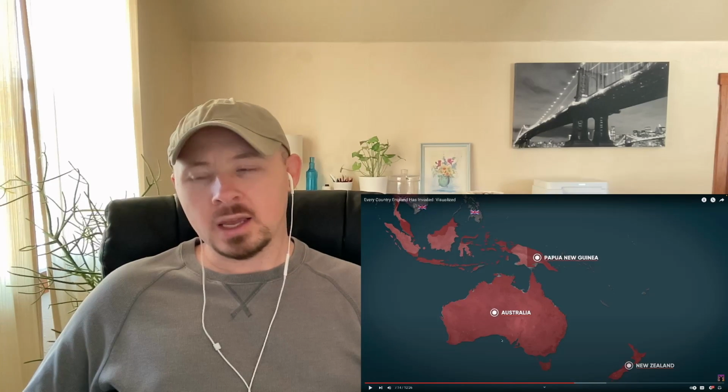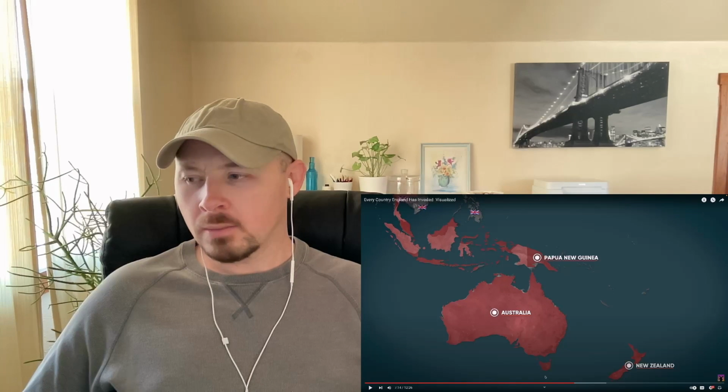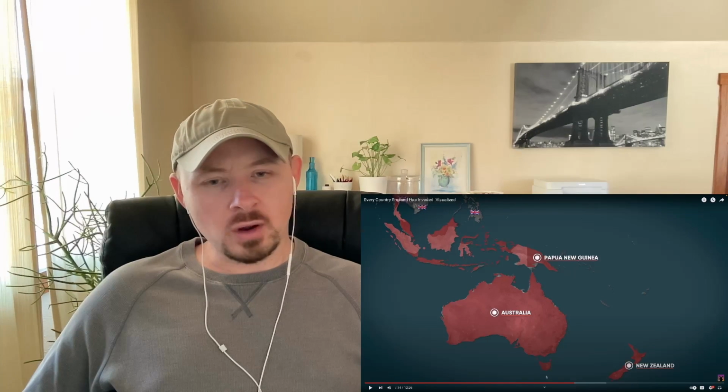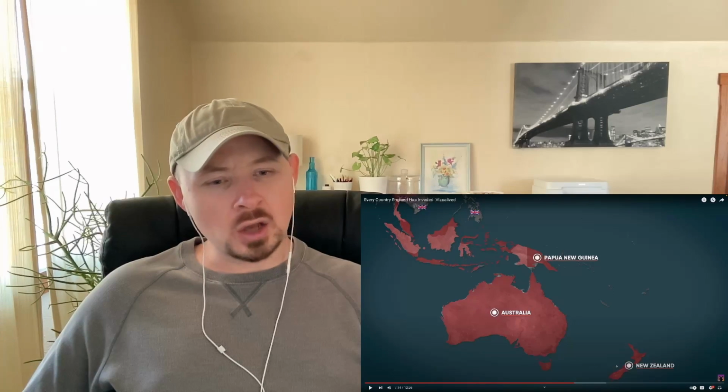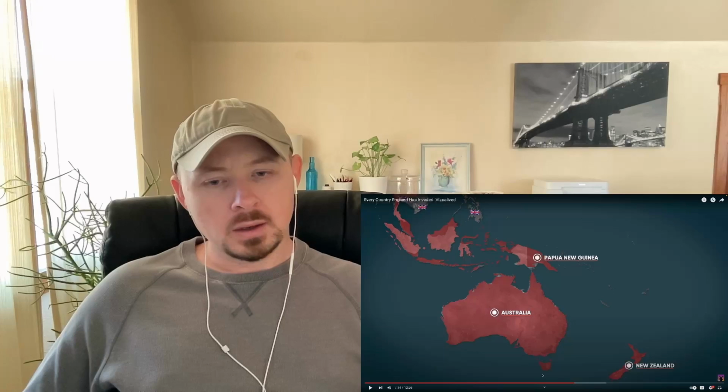Australia, is this true? Australia was a British colony where basically prisoners were sent? I don't know where I've heard that from. And if that's true, is that also the same for New Zealand and Papua New Guinea?